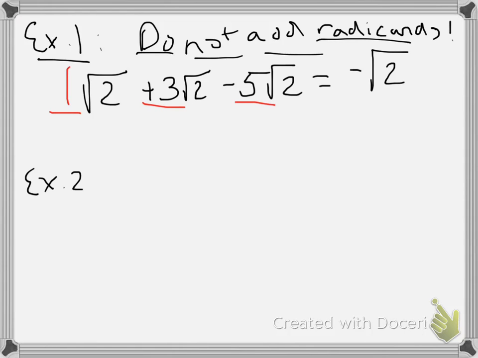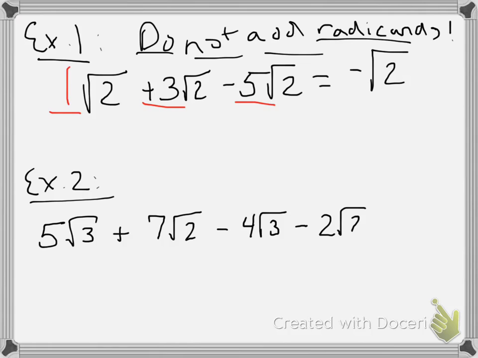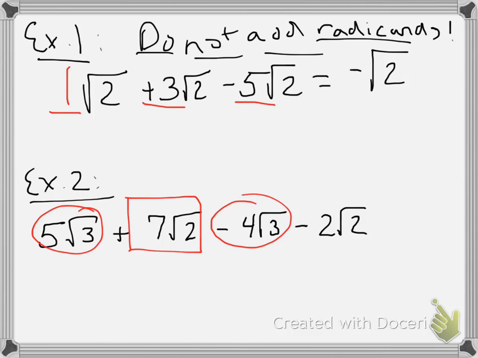All right, let's look at another example. So we've got 5 root 3 plus 7 root 2 minus 4 root 3 minus 2 root 2. Now notice, not all of these radicals are going to be combined because not all the radicands are the same, but some are. So we'll focus with the ones that are the same. So we've got 2 root 3s, or I should say 2 terms with radicands of 3. They're circled there in red. And then we have 2 terms that have root 2s, and I just boxed those in red.